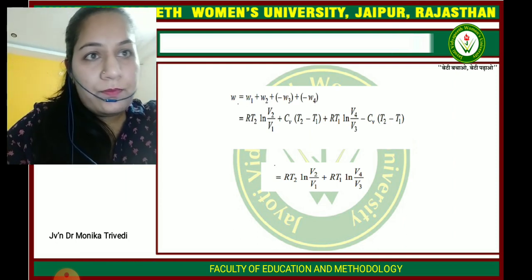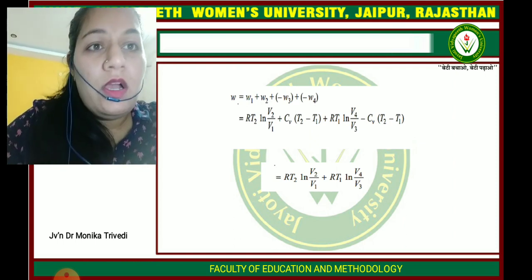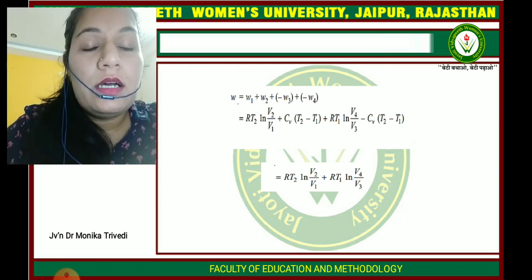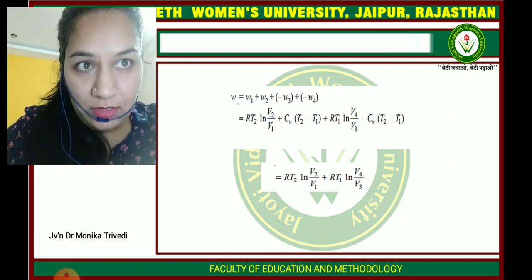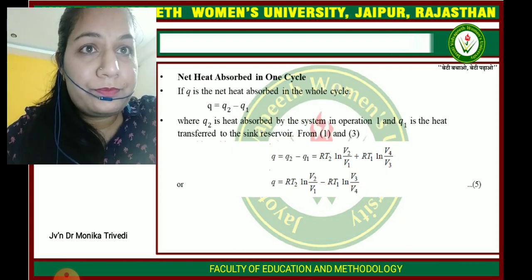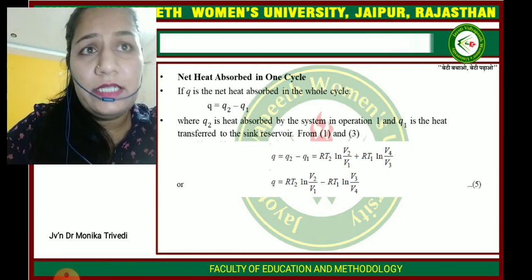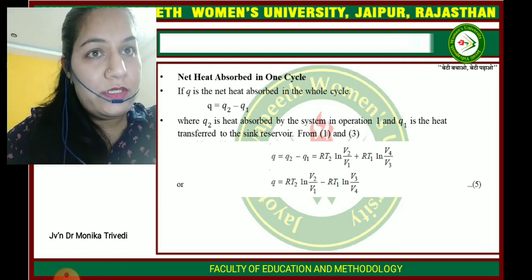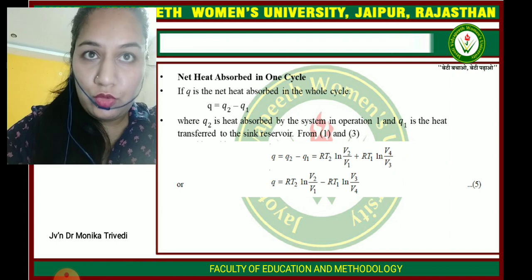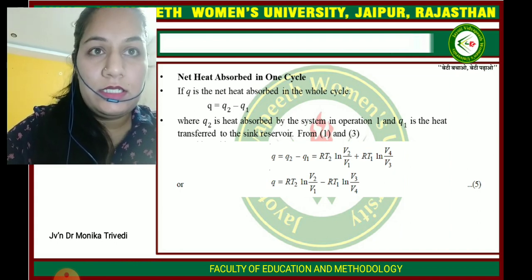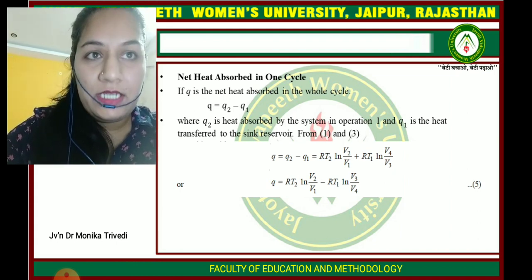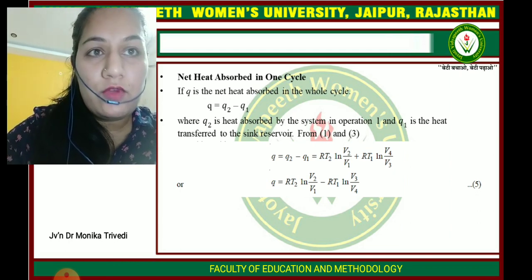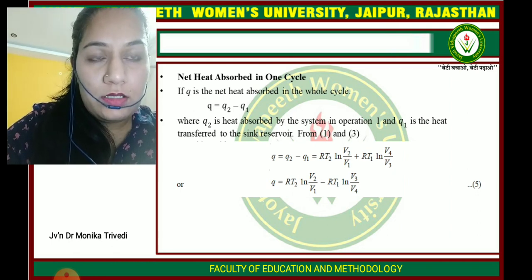Here we can put the value of W1. We finally get RT2 ln V2/V1 plus RT1 ln V4/V3. So the net heat absorbed in one cycle, if Q is the net heat absorbed in the whole cycle, Q is equal to Q2 minus Q1, where Q2 is the heat absorbed by the system in operation 1, and Q1 is the heat transferred to the sink reservoir.